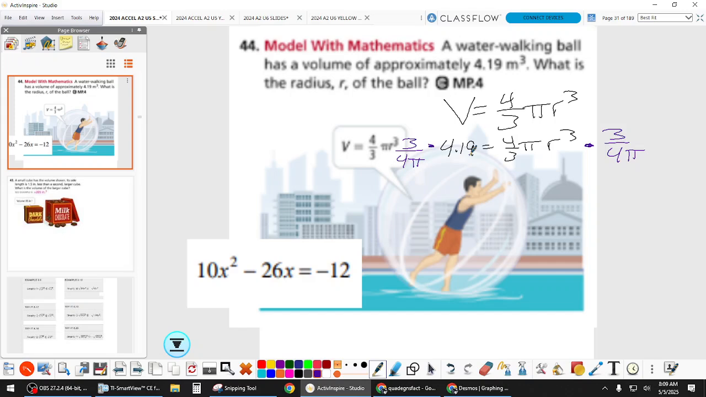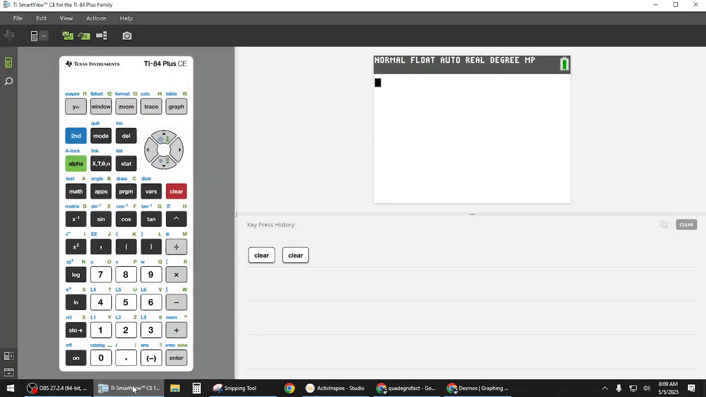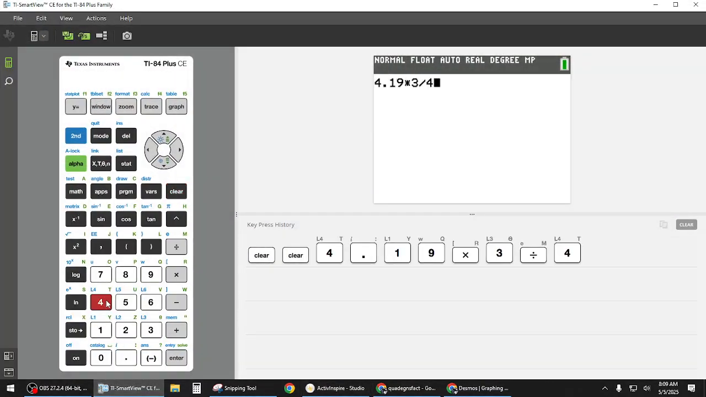Well, yeah, but it's multiplying. Which is better, if you divide by it? Exponents come before multiplication. Okay, so 4.19 times 3 over 4 pi. Probably should put that in parentheses.